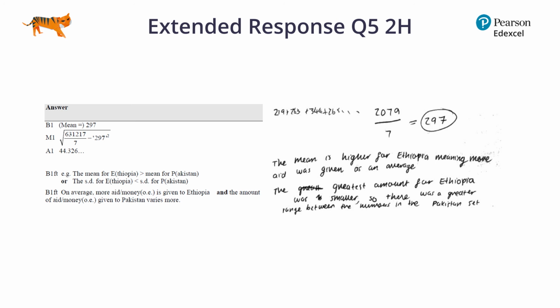This is a good example to remind students that when comparing data sets, they need to compare an average and a measure of spread.